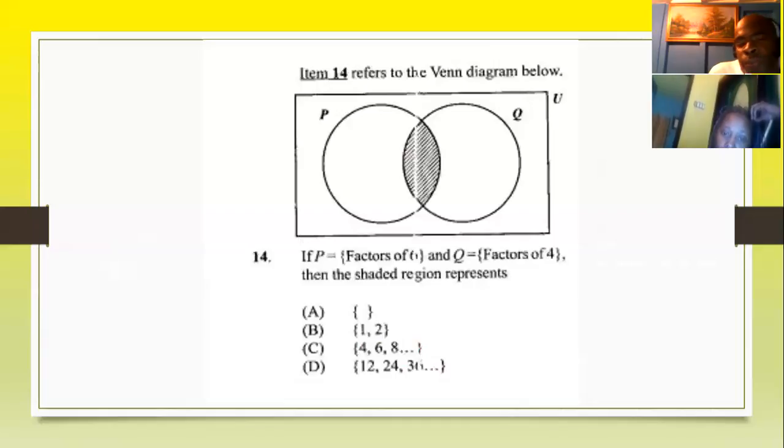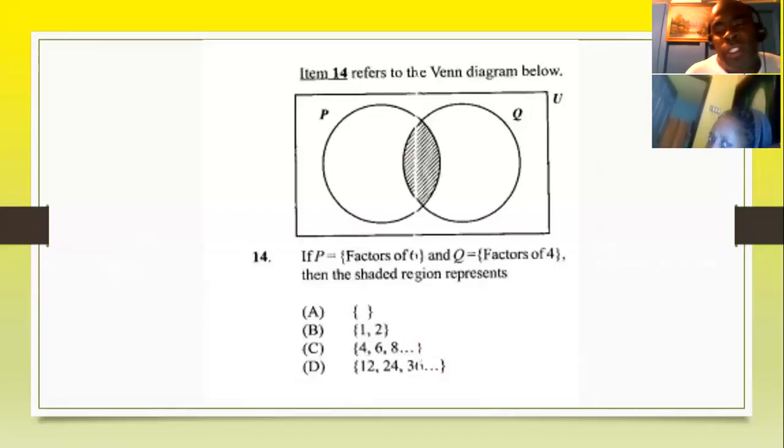All right, what would be the first thing that you do if you're approaching this question? How would you approach this question? What would be the first thing that you would do? Let's say find out the factors of 6.